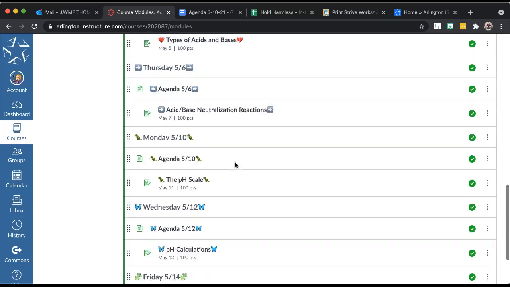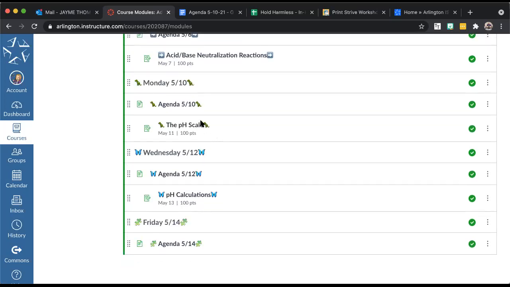Okay. So for today, well, really for this week, for today, we're going to be talking about the pH scale. So it's just a basic intro to what is it and how do you use it to read and determine information about substances, like are they acids or bases or neutral.